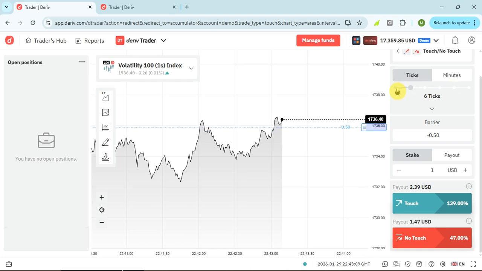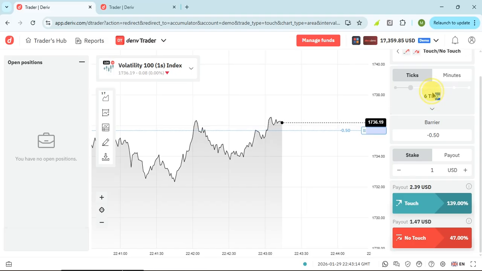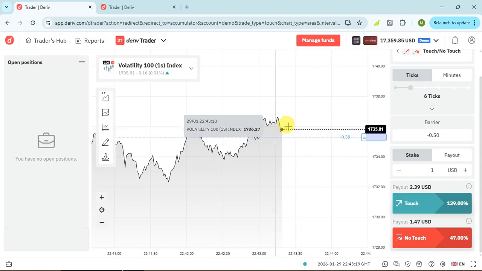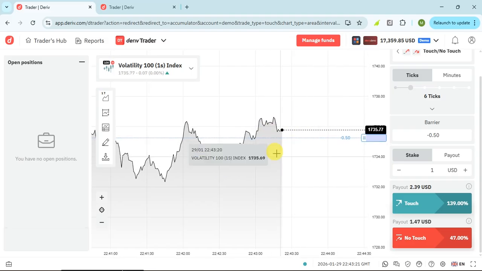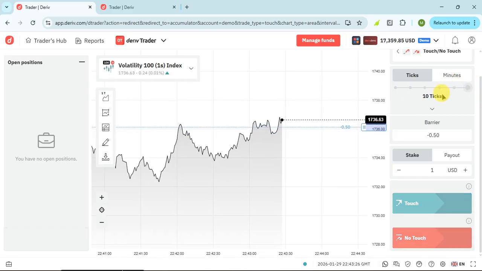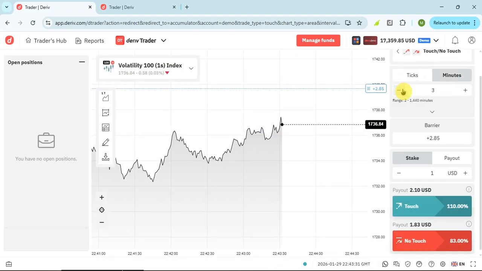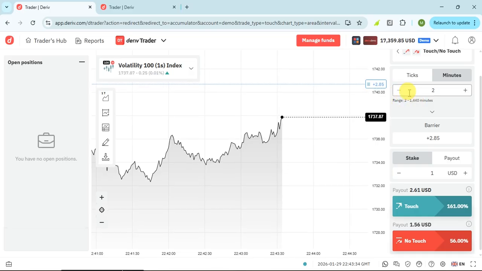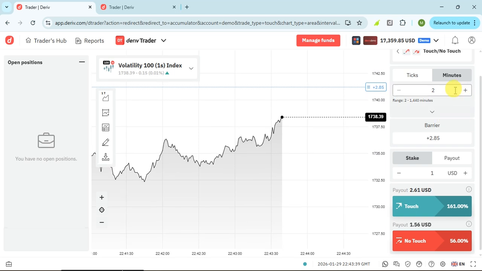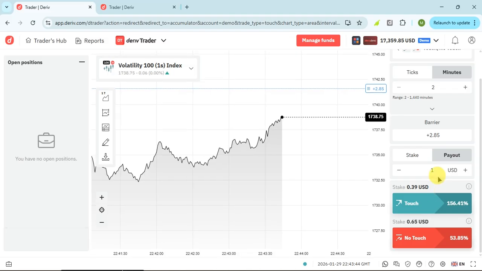And then here we have the time frames. These are the ticks: when you place a trade, after 6 ticks, that trade will be closed either on a profit or on a loss. So you can also increase the number of ticks up to 10, or you can decrease up to 5. So you also have a chance to use minutes, and then here the minutes you can only use from 2 upwards. So also you can use that one, and then you can also set using the payout.